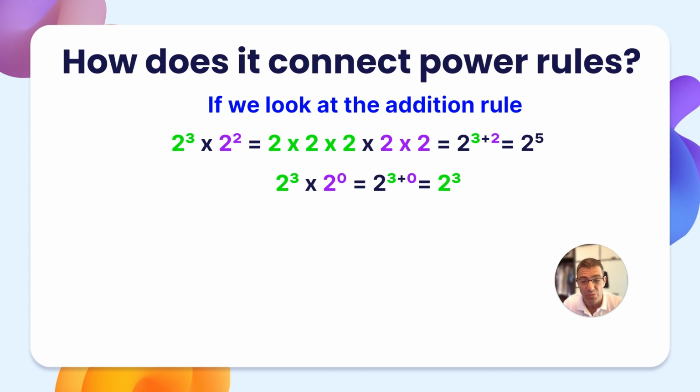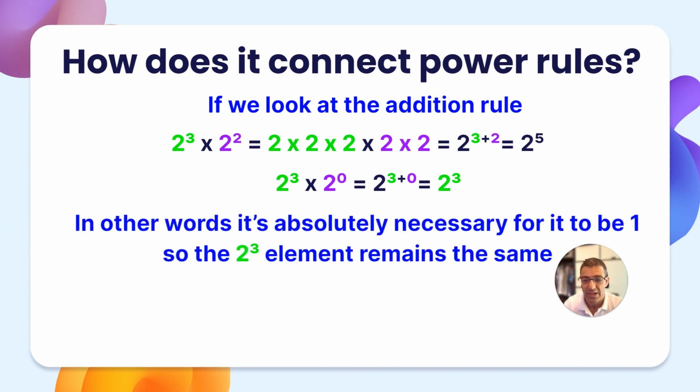Which number is the only number that allows you to leave a number the same under multiplication? Well, it's 1. 2 to the power 3 times 1 is 2 to the power 3. So the only way that this works is if 2 to the power 0 was actually a 1. That's a very good explanation for why it works under the addition law and why we need it to leave a number unchanged. In other words, it's necessary for it to be a 1 so that 2 to the power 3 remains the same.